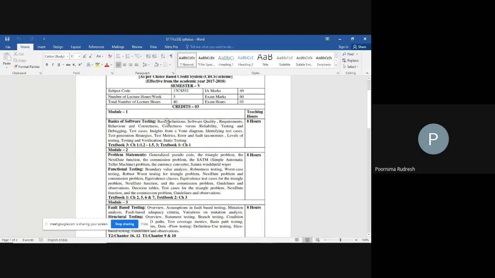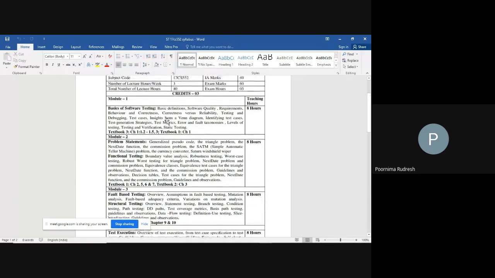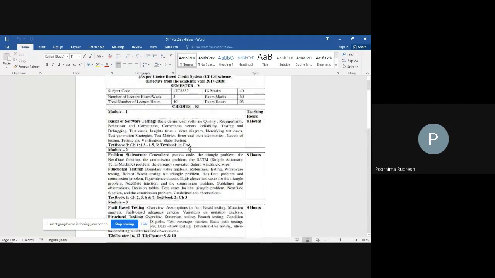But today we are going to mainly concentrate on the actual syllabus. Then we'll start with some of the basic definitions. Module 1 consists of the basics of software testing. In this chapter, we are going to study the basic definition of testing, what is testing, why we require testing, and what the different terminologies under testing are. After that you are going to study about software quality.